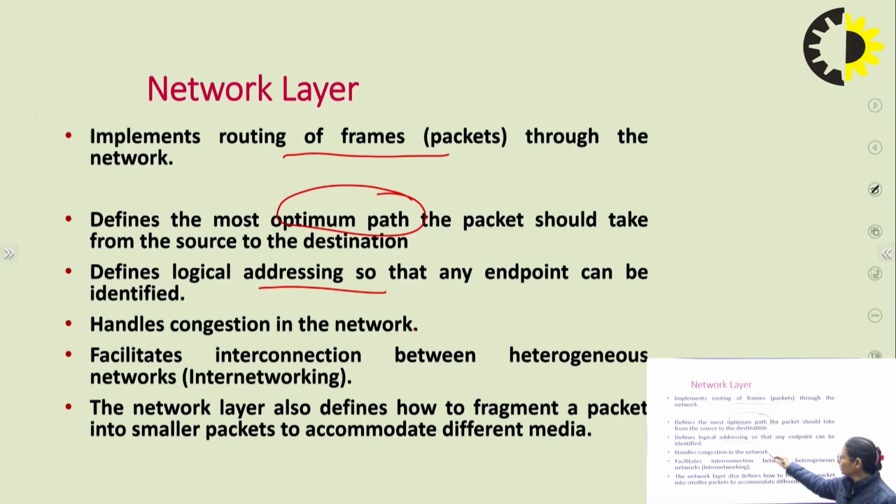It also handles congestion, that is, if at the other end we are receiving a lot of packets, then how to handle all that huge volume of packets. It will create congestion in the network, so it handles the congestion in the network. It facilitates interconnection between heterogeneous networks, that is, internetworking is supported at this layer. The network layer also defines how to fragment a packet into smaller packets to accommodate different media.